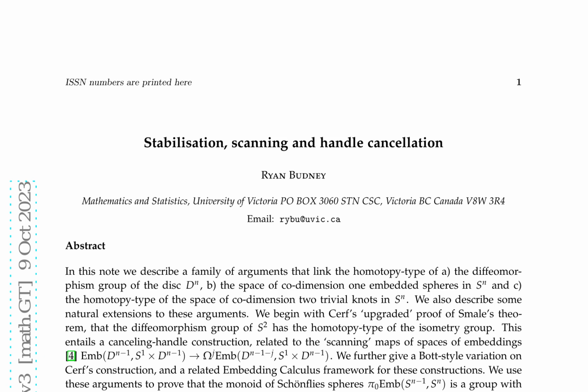The second map, EMB(D^{n-1}, S^1 × D^{n-1}) → Ω EMB_ν(D^{n-2}, D^n), restricts the embedding to a 1-parameter family of codimension 1 disks, fills with a cancelling 2-handle, and constructs an element of Ω EMB(D^{n-2}, D^n). This map is a homotopy retract, again by Cerf's result.